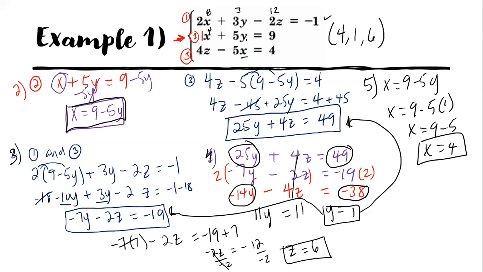Now the next one. We have 4, then we plug in 1 and we get 5. 4 plus 5 is 9. Check. And then here we have 4 times z, which is 6, so 24, minus 5 times x, which is 4, which is 20. 24 minus 20 is 4. Yay, it all checks out.